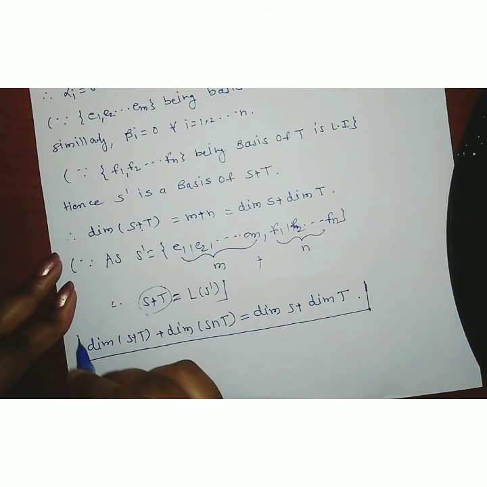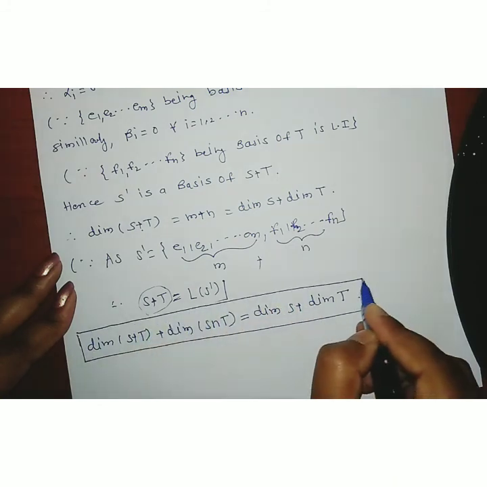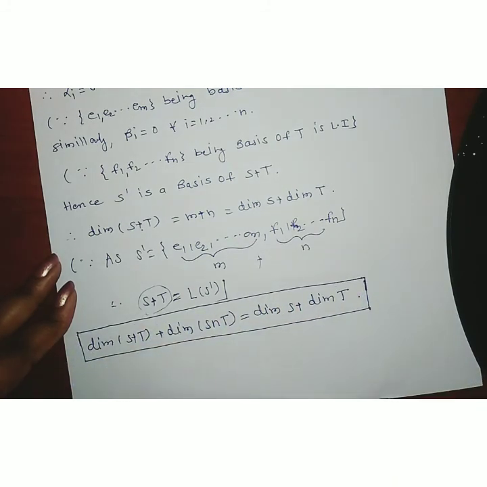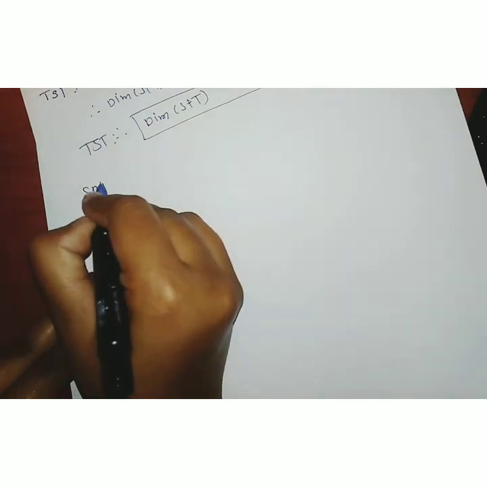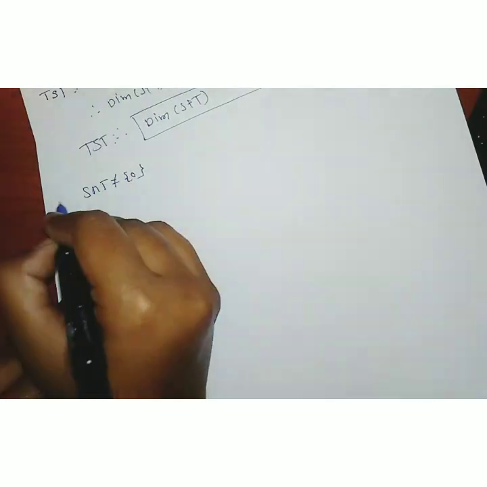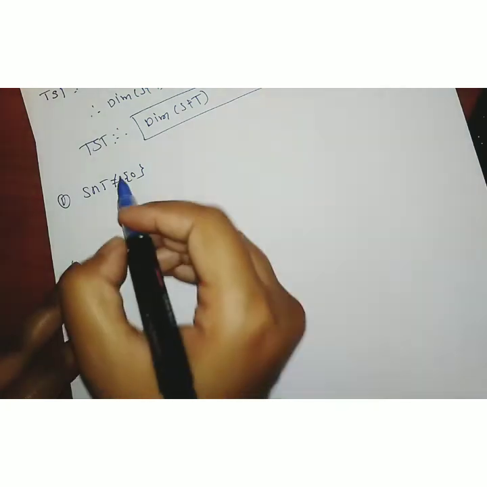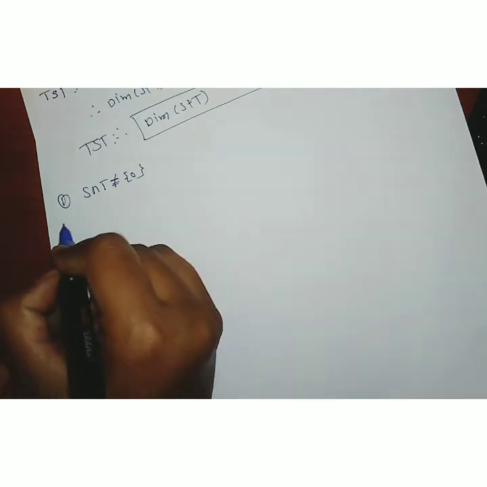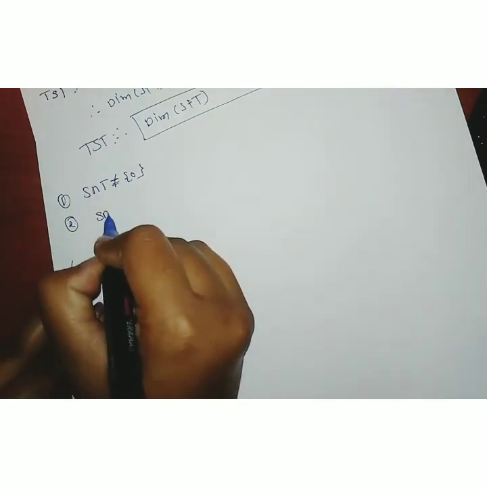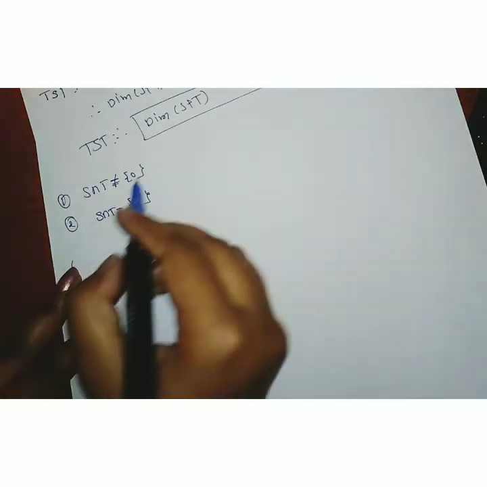So go through the proof and take the two conditions separately. First of all, we consider the condition S intersection T is not equal to singleton 0, and go through this case by taking a basis for S plus T. In the second case, we consider S intersection T equal to singleton 0. Therefore, for both cases we have to take a separate proof, and by going through both cases, we can complete this proof.